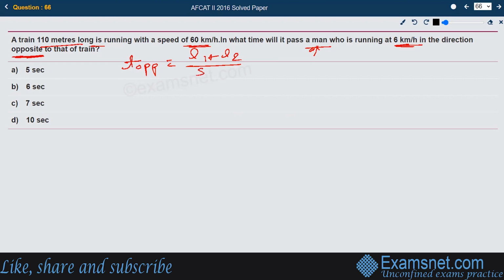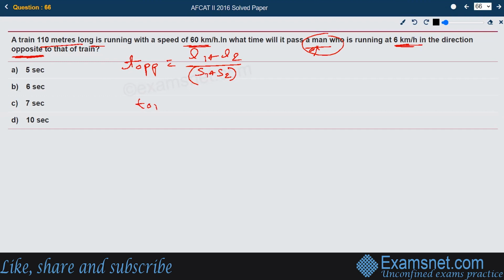where the relative speeds are added up. When the two objects cross each other in the opposite direction, speeds are added up. Okay, here the train has to cross the man, so the length 2 can be made as 0. Length of the man is considered to be 0. Speed is already given, so opposite time is to be found.